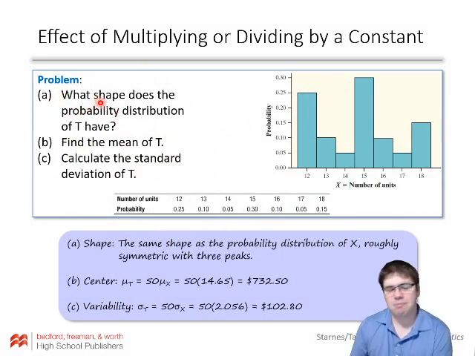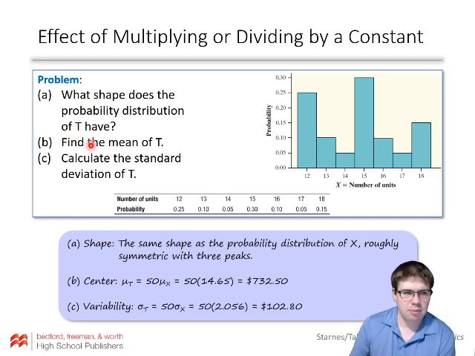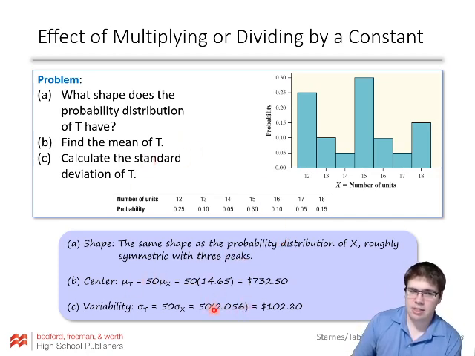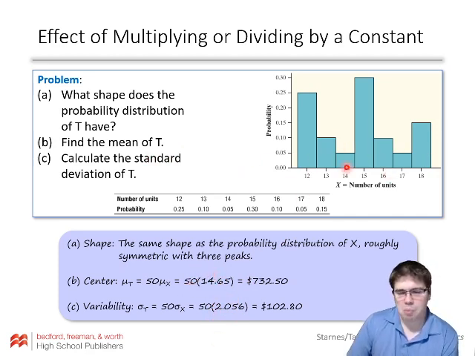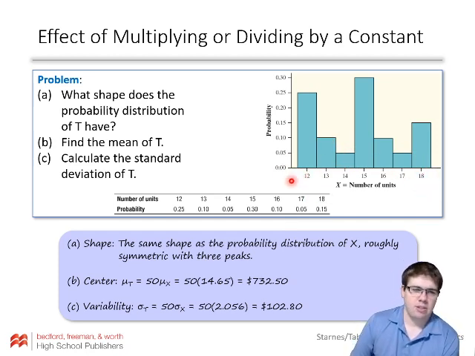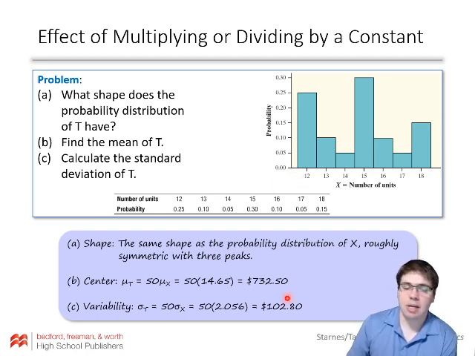What's the shape going to be? The same. What's the new mean going to be? The old mean, 14.65, times 50. What's the new standard deviation going to be? The old standard deviation times 50. So multiplication affects both, right? It's going to end up more spread out. Instead of going from 12 to 18 units, we're multiplying each of those by 50, so that range is going to be 50 times as much. That is how this affects these random variables.